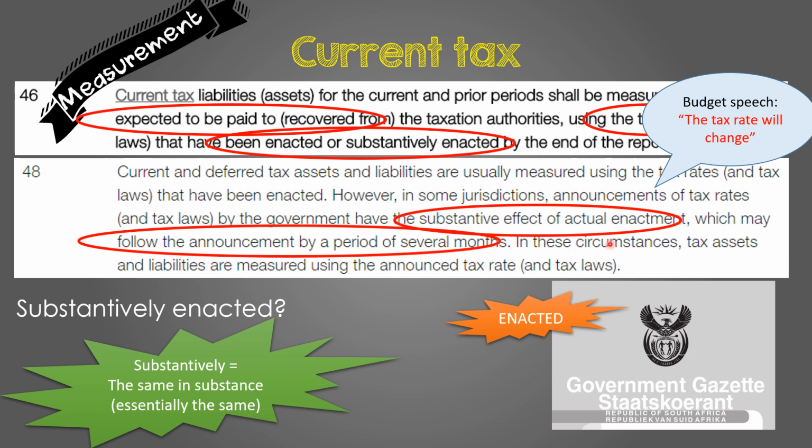And if this is the case, then IAS 12 says we will measure our tax assets and liabilities using the announced tax rate. So then when it's substantively enacted, we'll use that rate even though it has not yet been enacted and included in the legislation.